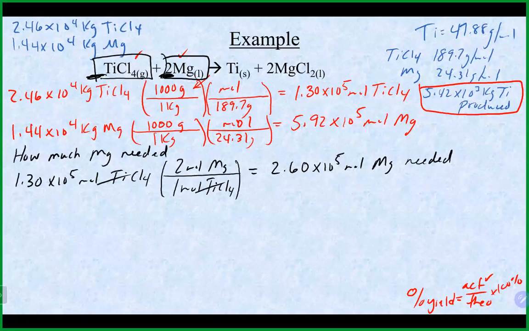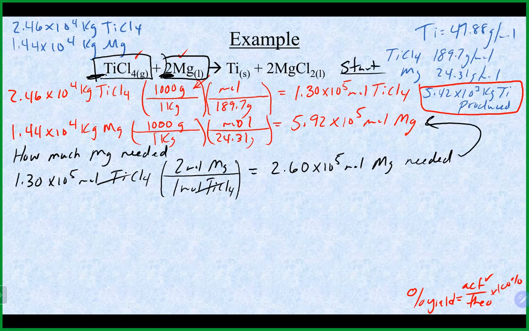Once again, once I figure out how much is needed of one reagent, I compare it to my starting amount, which is here. So I need 2.6 times 10 to the 5th moles of magnesium. I have 5.92 times 10 to the 5th moles of magnesium. Do I have enough in this case? I do.